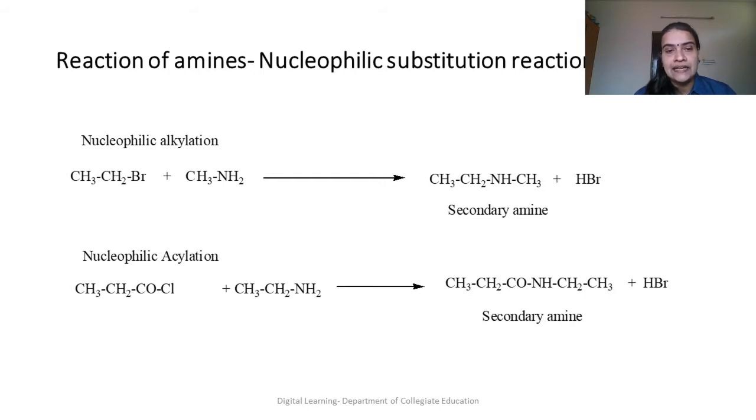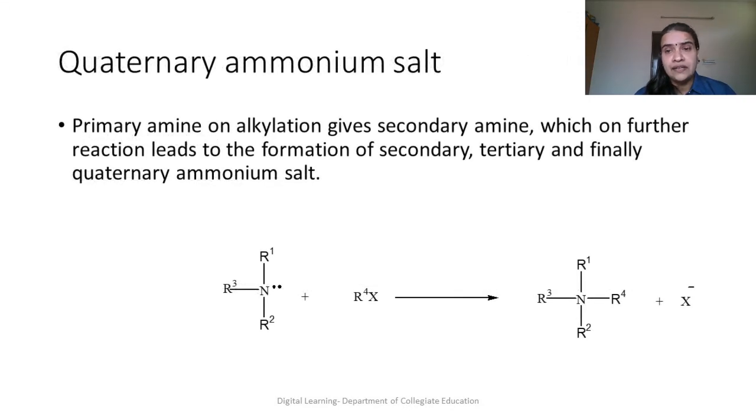Similarly, in acylation, an acyl halide, CH3CH2COCl, will be combining with CH3CH2NH2, ethanamine, to form a secondary amine, CH3CH2CONHCH2CH3. Here, one is an alkyl group and the other one is an acyl group. Now, further, it will be forming a quaternary ammonium salt provided there is enough concentration of alkyl halide.